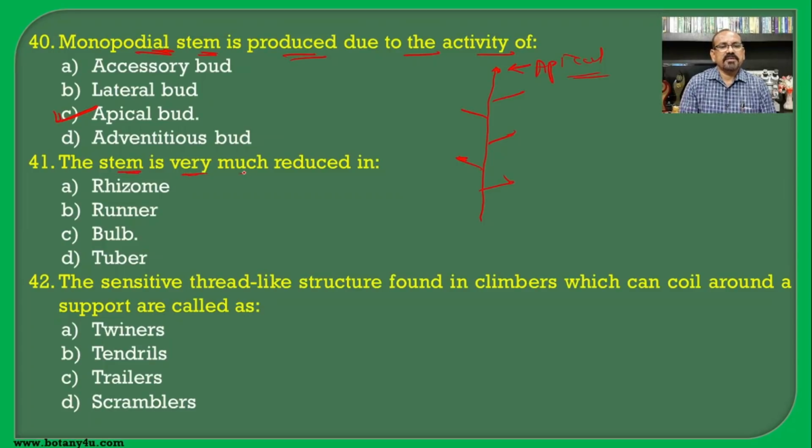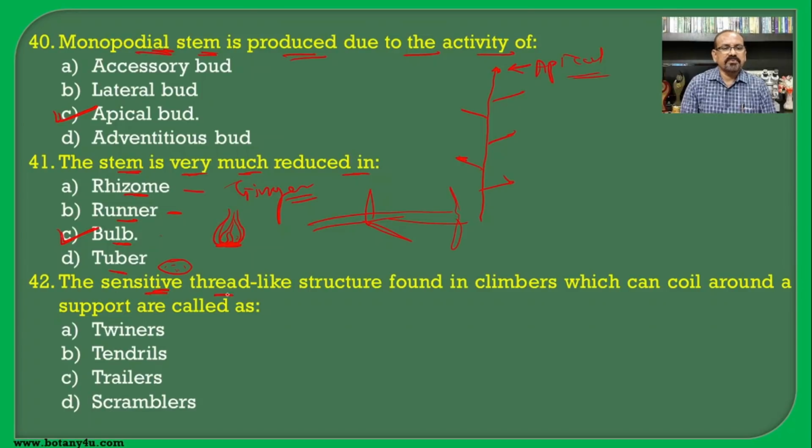The stem is very much reduced in... If we see the rhizome, see the ginger, which is an example of a rhizome, it is well developed. Then runner of Cynodon, which is also well developed, having leaves at the nodal region, and bulb having the reduced stem, and the fleshy leaves are developing from it. So here this is the correct answer for this question. And in a tuber, that is the potato, again it is a well developed stem. So C is the correct answer for this question.